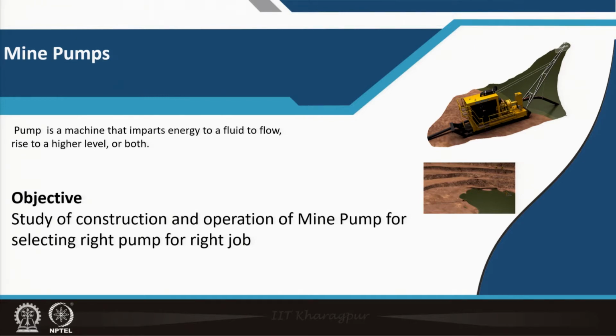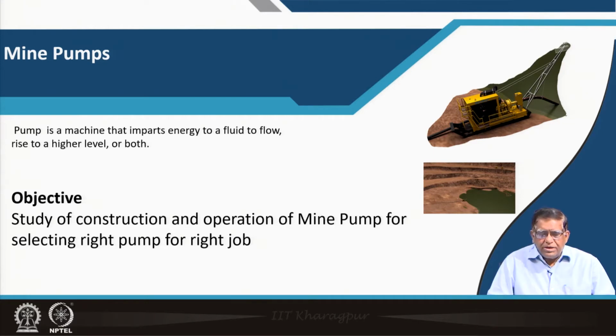You know that it is a machine that imparts energy to the fluid to flow and rise to a higher level, or both things can be done. Now, in an open cast mine, we have the pit created, and all the rainwater as well as some of the underground water gets accumulated over here. So, for machines to operate, we will have to keep that water removed.